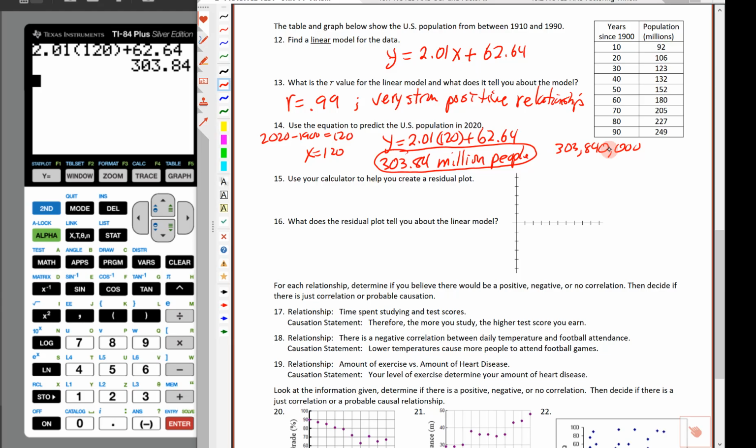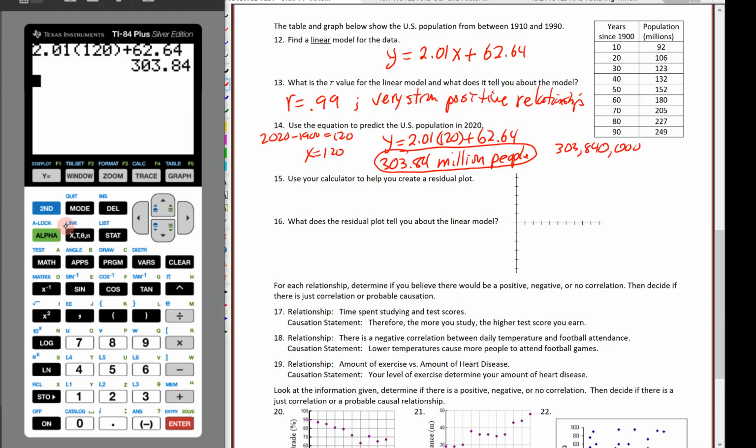Now it says use your calculator to help you create a residual plot, and then it says, what does the residual plot tell you about the linear model? So I'm going to come back here, go on the calculator, and take a look at this. And remember, if we hit second and list, it has the residuals right here. So we're in good shape there. It stores that automatically every time.